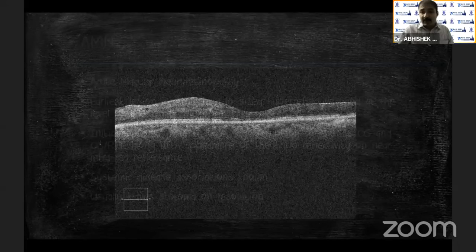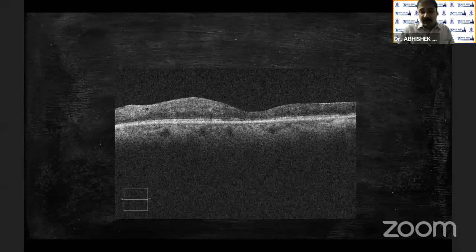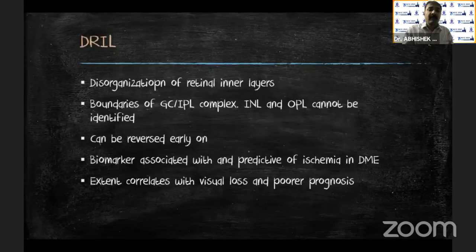Coming to what was talked about, the vascularity of the structures by Dr. Anand Rajendran. This is a classic case of DRIL, where you have inner retinal layers disorganized. You cannot find the boundaries between the ganglion cell, IPL complex, INL or OPL separately. Very early on, it can be reversed, but if it is extensive, it is usually associated with vision loss and a poor prognosis.